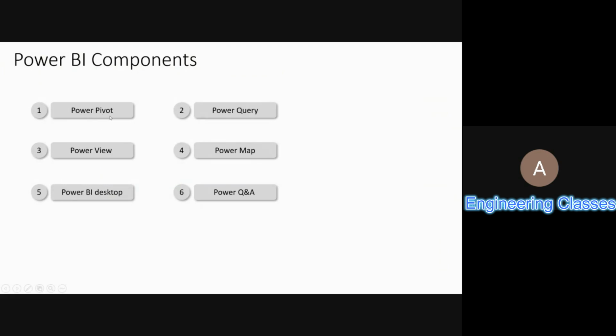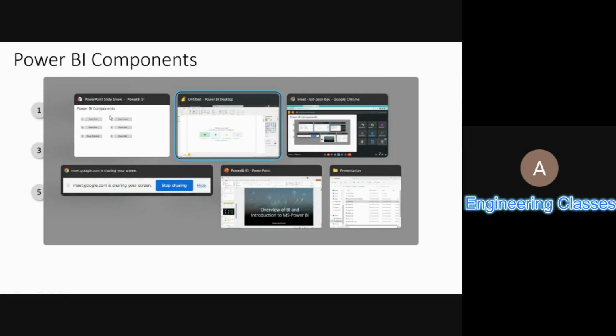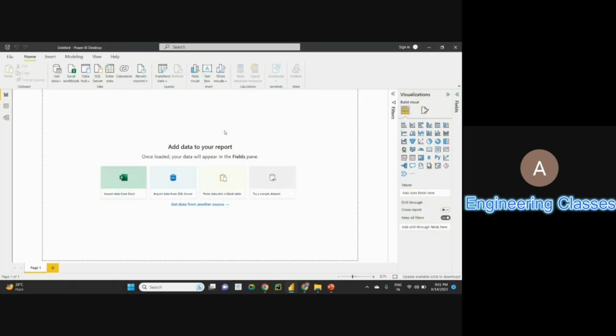Okay, so our first component is the Power Pivot component. Let's discuss where this component is available. You can see it on the left-hand side. This is the complete first page, having File, Home, Insert. We will discuss this in our next session.